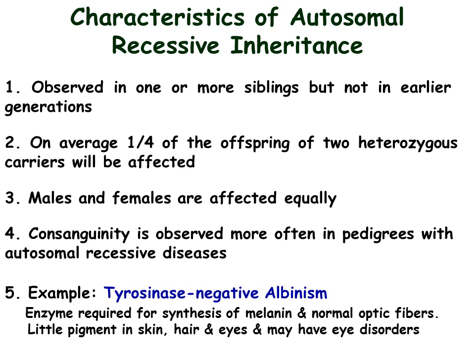And then there's another one that we see, tyrosine negative albinism. This is an enzyme required for the synthesis of melanin and also normal optic fibers. So if it's inactivated, there'll be little pigment in the skin, hair, and eyes, and they may even have eye disorders.